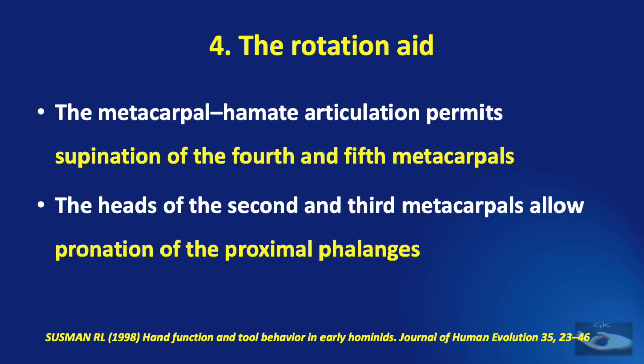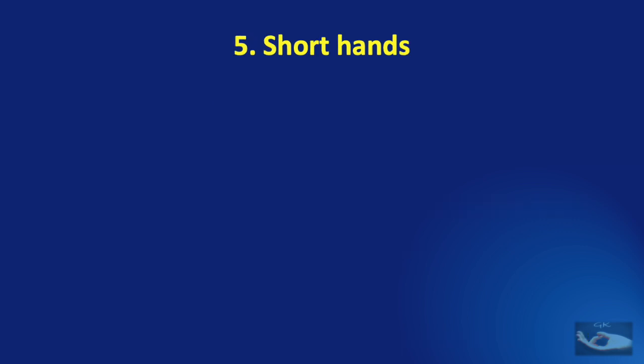So effectively, what has happened in the human hand is that the metacarpal hamate articulation permits supination of the fourth and fifth metacarpals, and the heads of the second and third metacarpals allow pronation of the proximal phalanges of the index and middle fingers. As all these changes occurred, the hand also became shorter and developed many other changes in the fingertips and the palm.